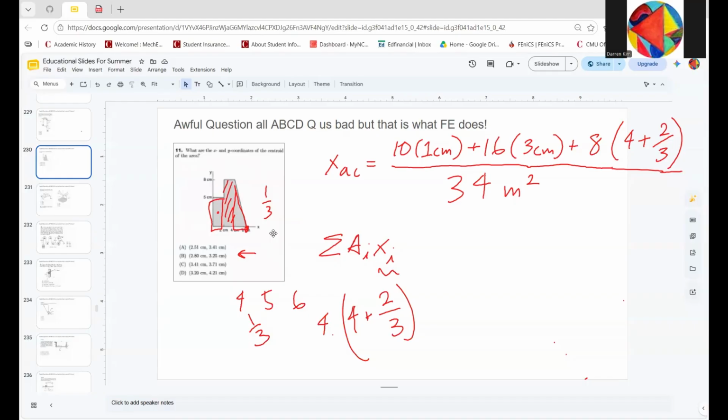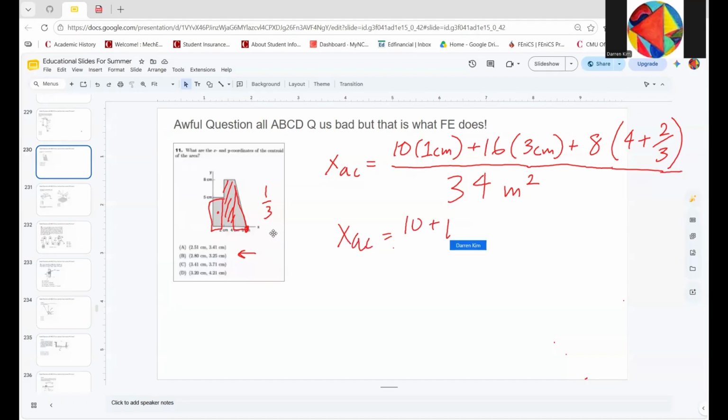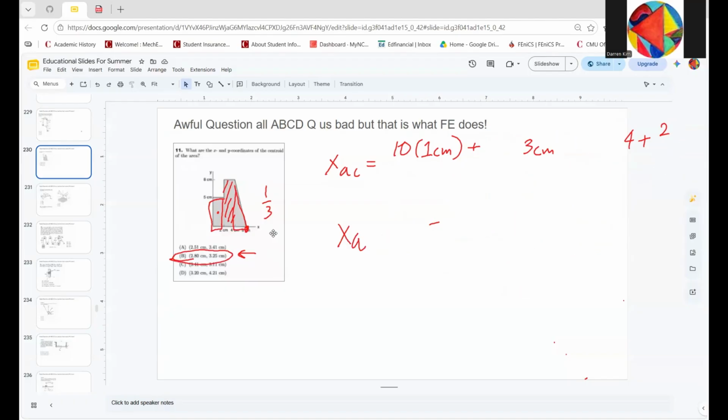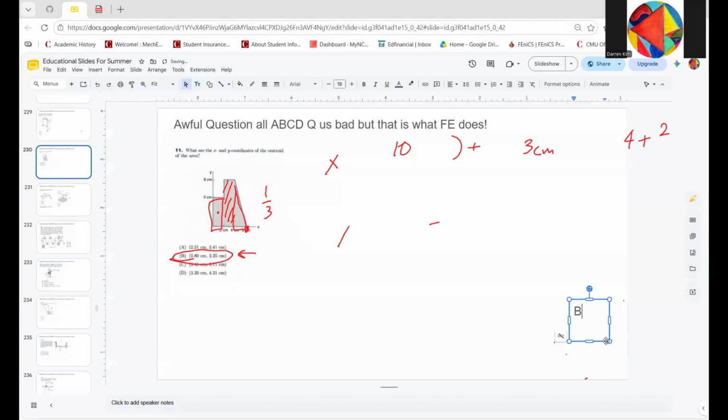That should be good. So again, this is the formula that I found. You just plug it into the calculator, which is 10 plus 16 multiplied by 3 plus 8 parentheses 4 plus 2 over 3 parentheses, divided by 34. And we hope we get an answer that is, I get XAC equals 10 plus 16 times 3 plus 8 times 4 plus 2 divided by 3, all divided by 34 equals 2.80. So that means it is B. All right, so it is B as in B.